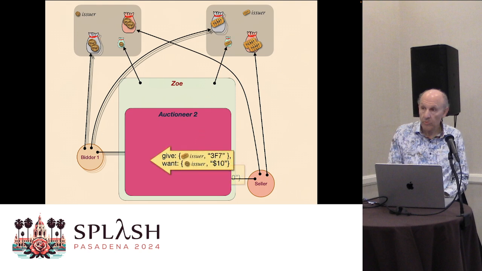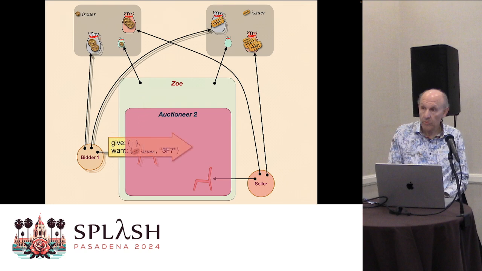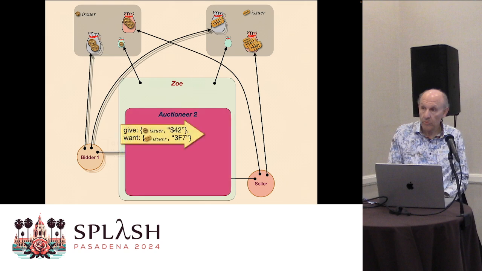Oh, I'm sorry, I missed the key point here. Alice communicated with Zoe, giving Zoe the actual assets which Zoe escrowed. Only once Zoe escrows it does Zoe then communicate to the auctioneer purely information, in both the give and the want portions, saying this is what that first bidder put in and this is what they want. So the auctioneer never sees the assets themselves.